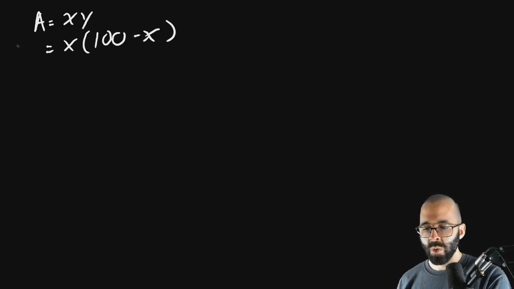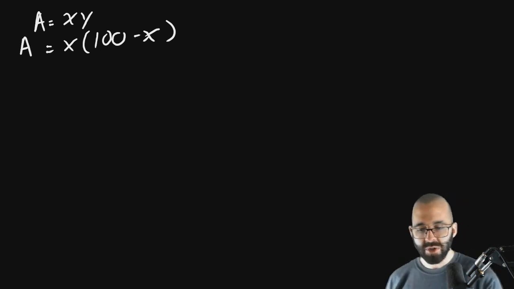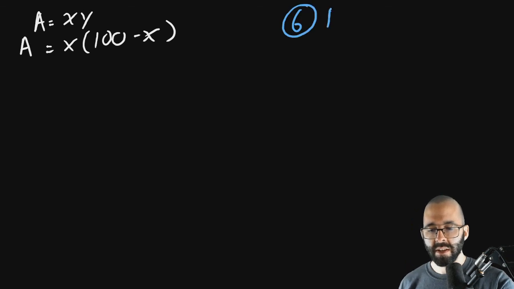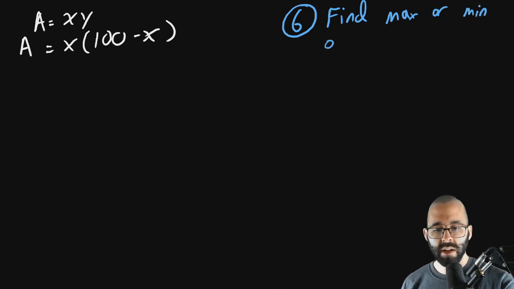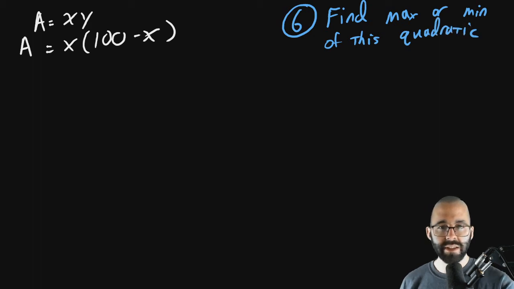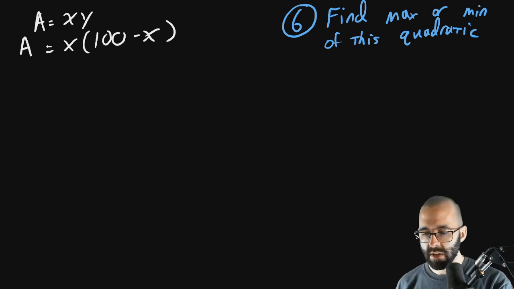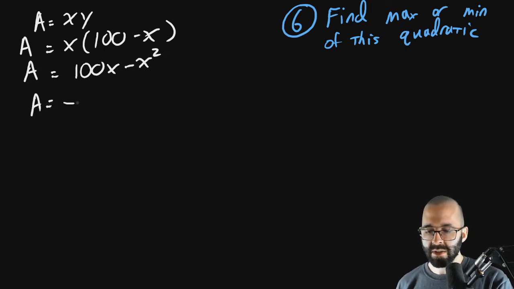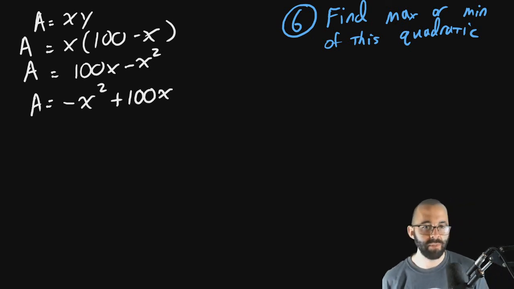And now look, we have a function of a single variable. This is a quadratic function. And that brings us to step 6. Find the maximum or minimum of this quadratic. We know how to do this. We've been doing this all section long. Let's get it in general form. Distribute that x. We're going to get 100x minus x squared. Put the x squared term first. This is general form. We know how to find the maximum or minimum of this.